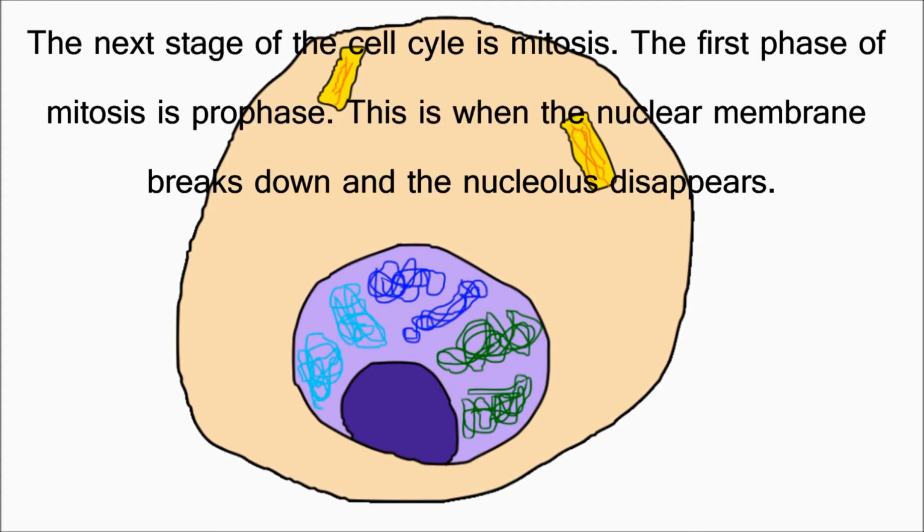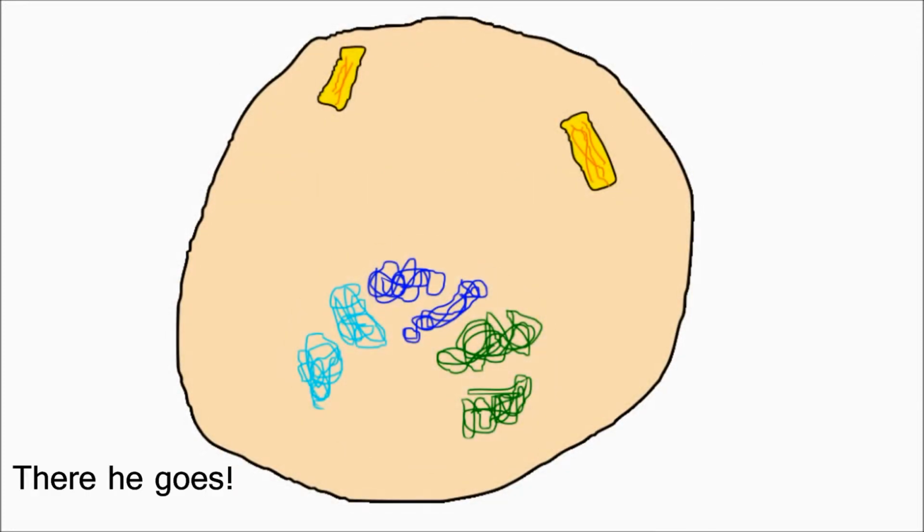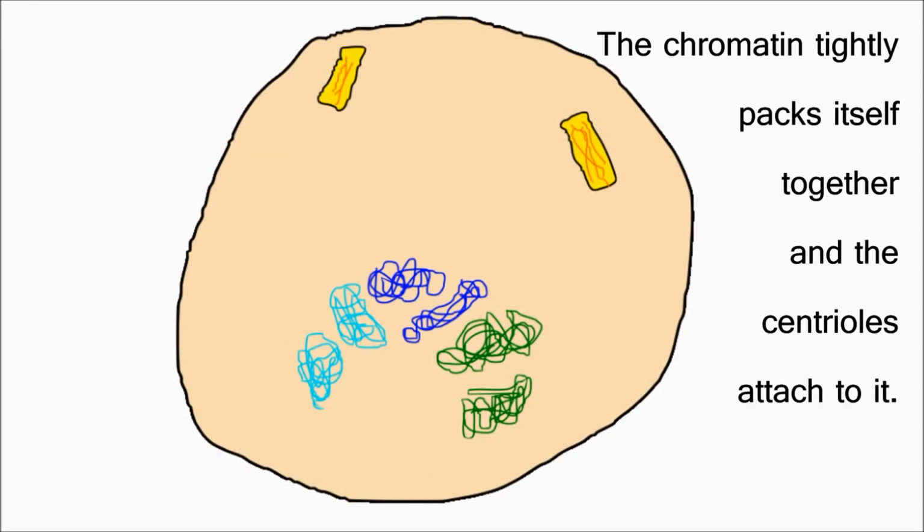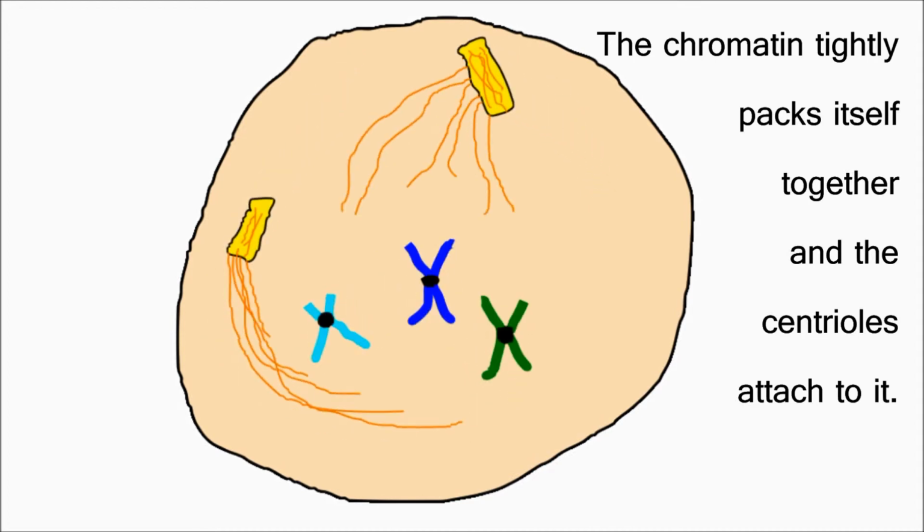The next stage of the cell cycle is mitosis. The first phase of mitosis is prophase. This is when the nuclear membrane breaks down and the nucleolus disappears. There he goes. The chromatin tightly packs itself together and the centrioles attach to it.